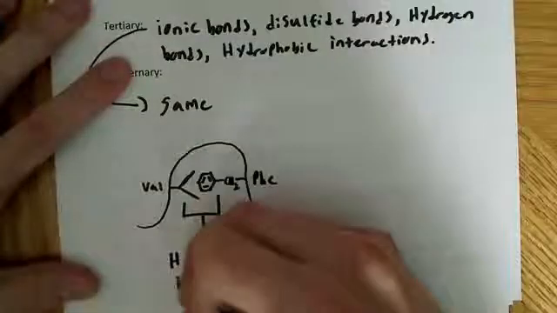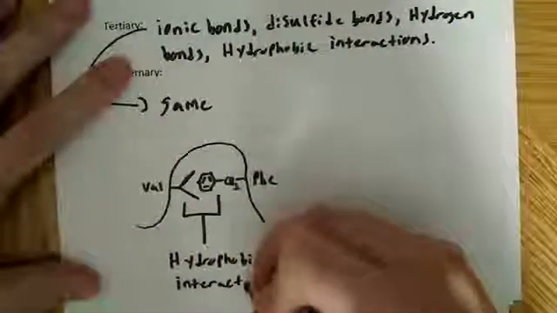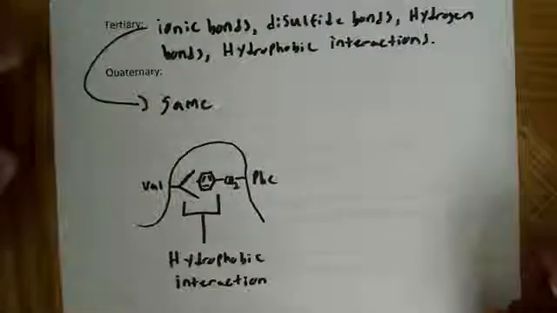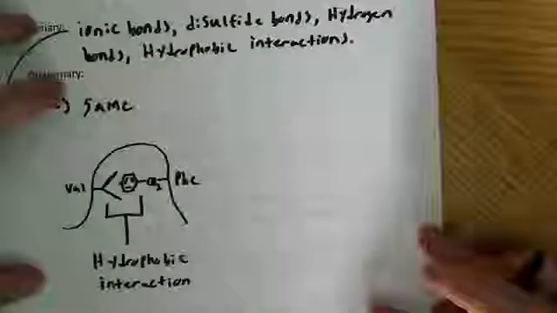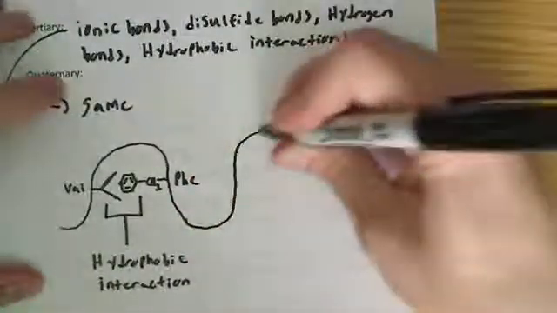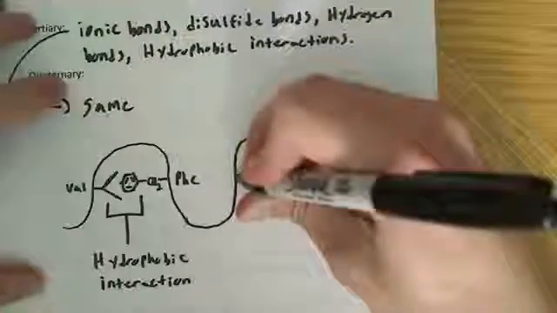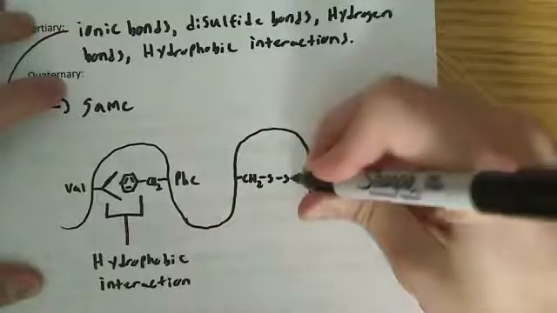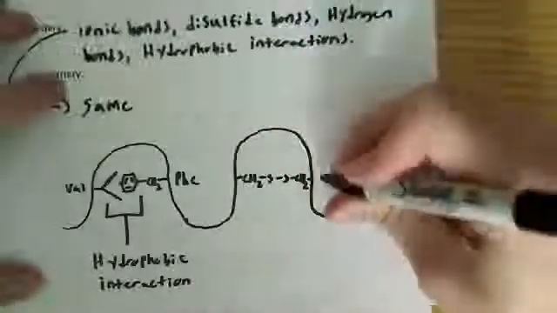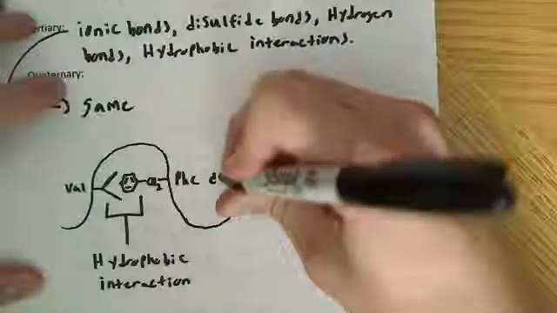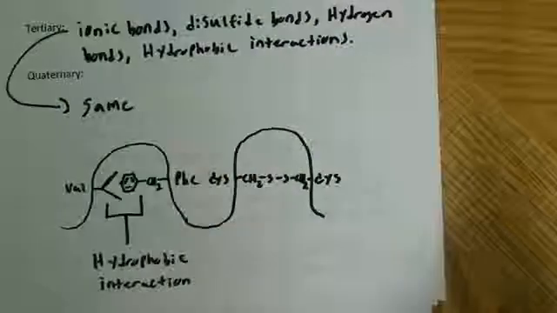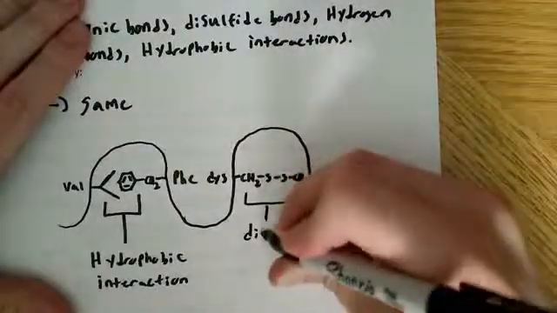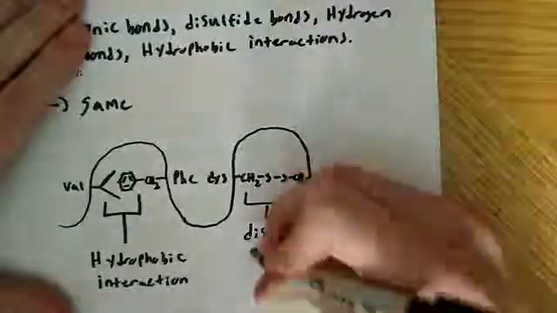So if I was asked to draw a hydrophobic interaction, this is what I would draw. And likewise, if I was asked to draw a disulfide bond, I would do the same. I would maybe continue this over here and say, oh yeah, my polypeptide is moving like this. And I'd say CH2, CH2. And these are two cysteine residues. Remember, a disulfide bond forms between two cysteine residues. So here's my disulfide bond.